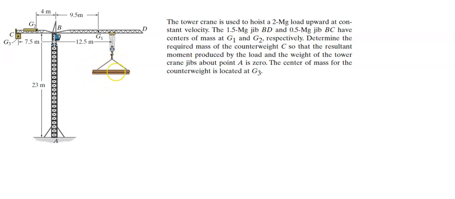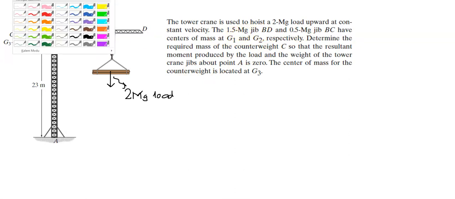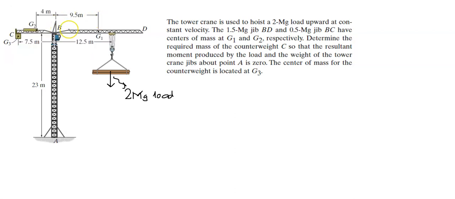So this is our load. This is our 2 megagram load, right? And so it's got a constant downward effect of this load. We have a downward effect of this load. The 1.5 megagram jib BD. So this is jib BD. So we're talking about this jib.